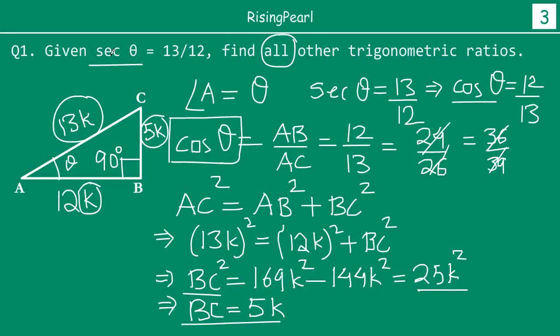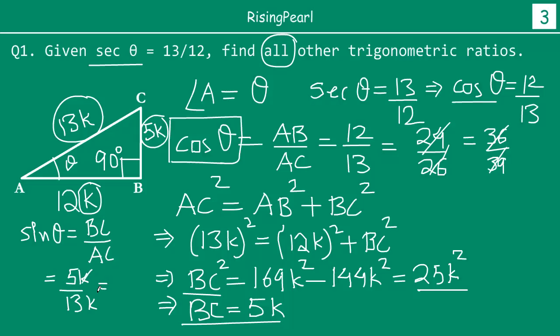So first of all, sec theta is this. So we know cos theta is this, right? Let's find out sine theta. Let's write it here. So sine theta will be how much? Because we assumed angle A is theta, sine theta is BC by AC. So let's write the ratio BC by AC. BC is 5k. AC is 13k.